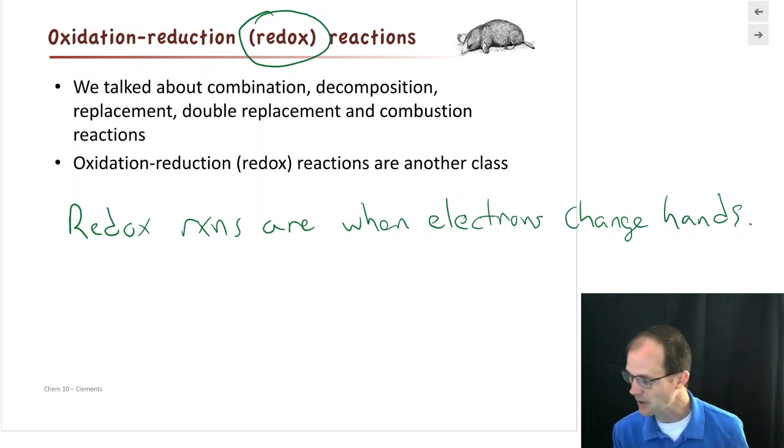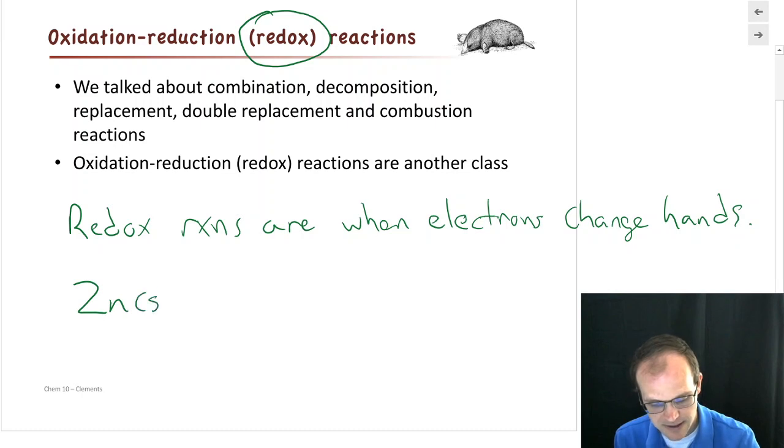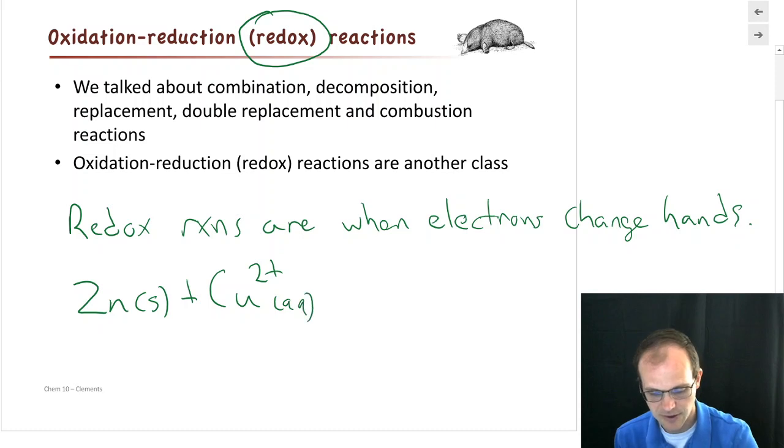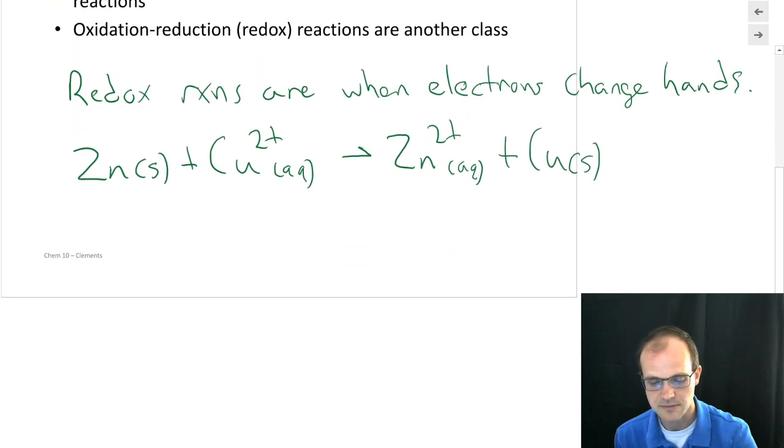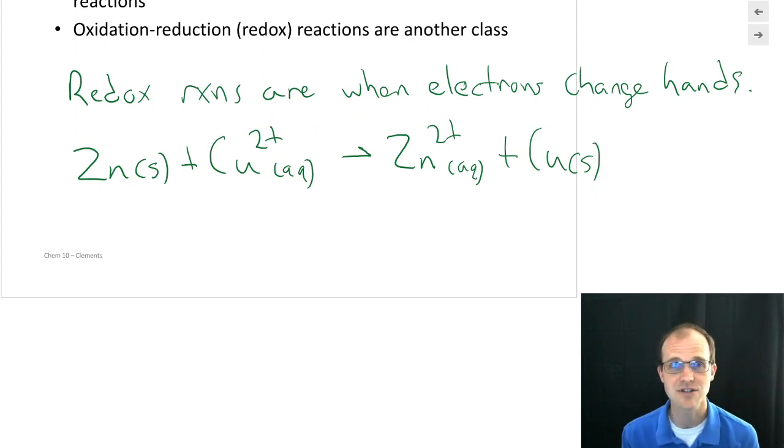We're going to do an example of zinc and copper 2 plus goes to zinc 2 plus and copper. And we want to know, is this a redox reaction? Is this a reaction where electrons change hands? And how we're going to do that is we're going to look at the charge of our metals. It's almost always the metals. At least in this class, it's always the metals. We're going to look at the charges of those metals and see what they are before the reaction and after the reaction, right? Before the reaction arrow and after the reaction arrow.